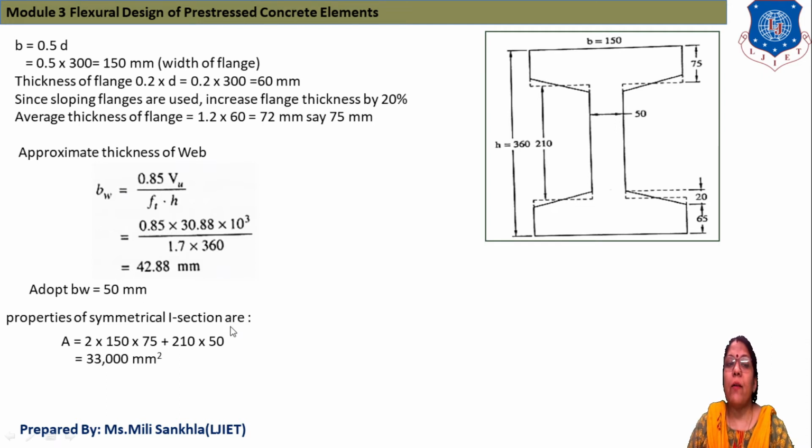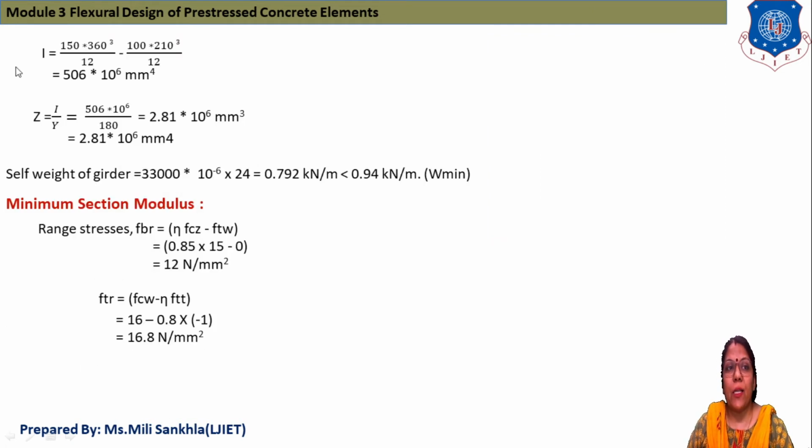Properties of the symmetrical I-section: area, two flanges are there, 2 into 150 into 75, then web 210 into 50. Overall area of this I-girder is 33,000 mm square. Now next we find out moment of inertia, that is BD cube by 12 minus small bd cube by 12, 150, overall depth cube by 12, then 100 minus 200 cube by 12, and the answer is 506 into 10 raised to 6 mm raised to 4.